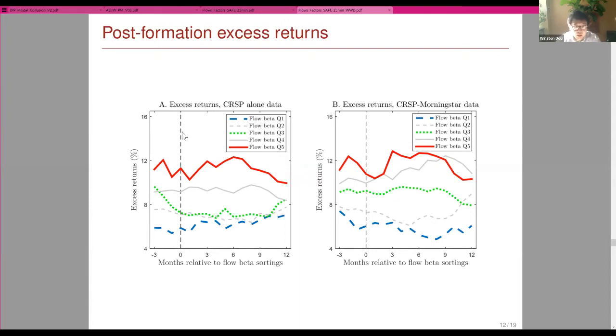And panel A is for the CRSP-only data, and panel B is for the CRSP-Morningstar intersection, because it's very robust. And also, I have no time to go into it in the slides, but in the paper we also show the post-formation beta is also significantly different. So this kind of verifies and enhances our result on this risk-based story.